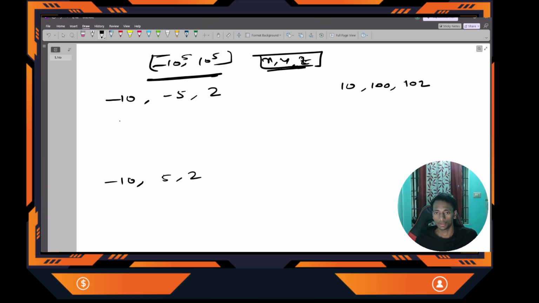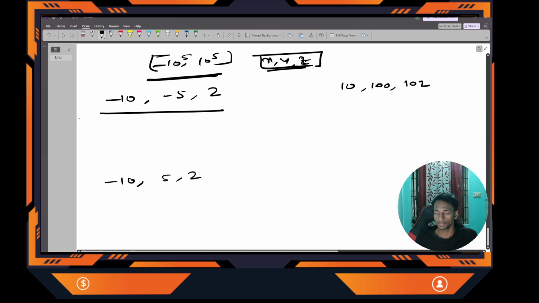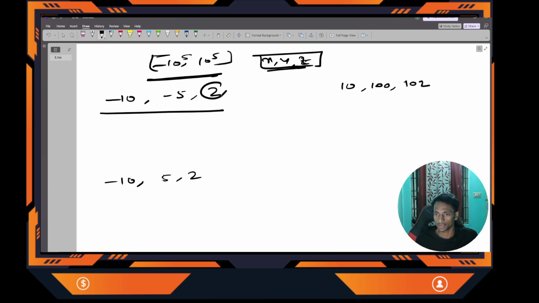Three situations are possible. Something like, if I have three elements here, where two elements are negative, minus 10, minus 5, 2. Okay. So which number should we change? Should I change this element? Let's see. Minus 10 into minus 5 into, if I change it to 10 to the 5, what will be the value I will get? 50 into 10 to the 5.